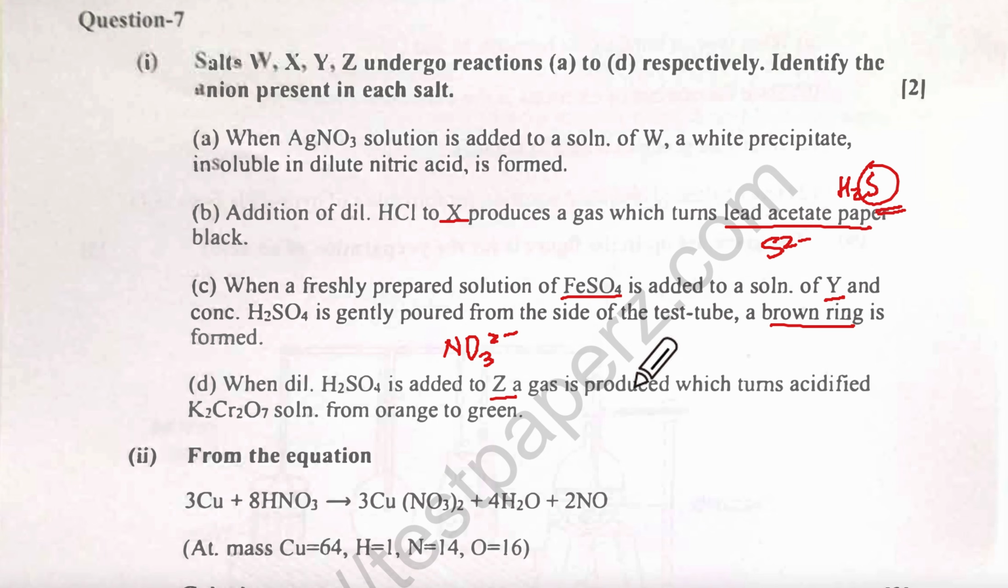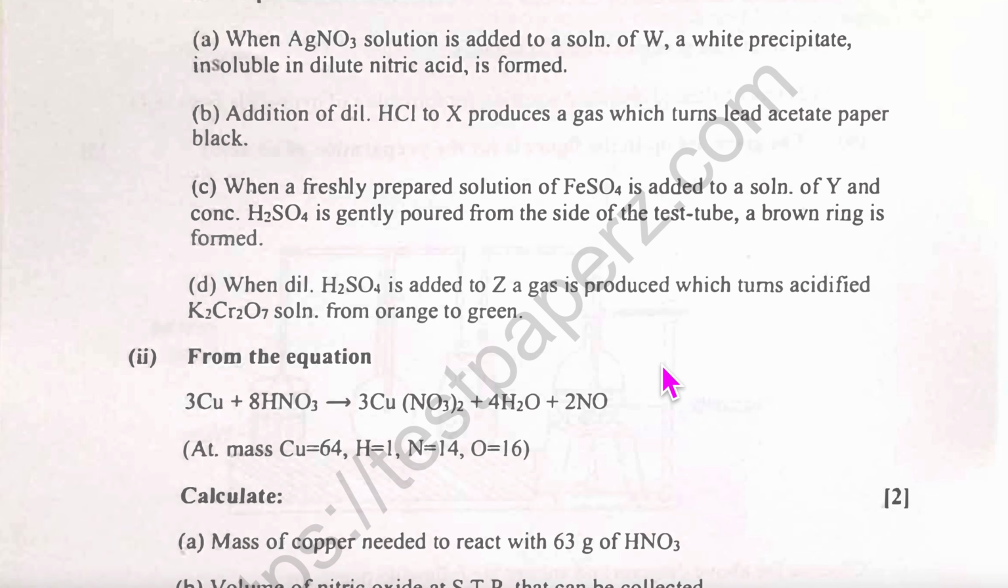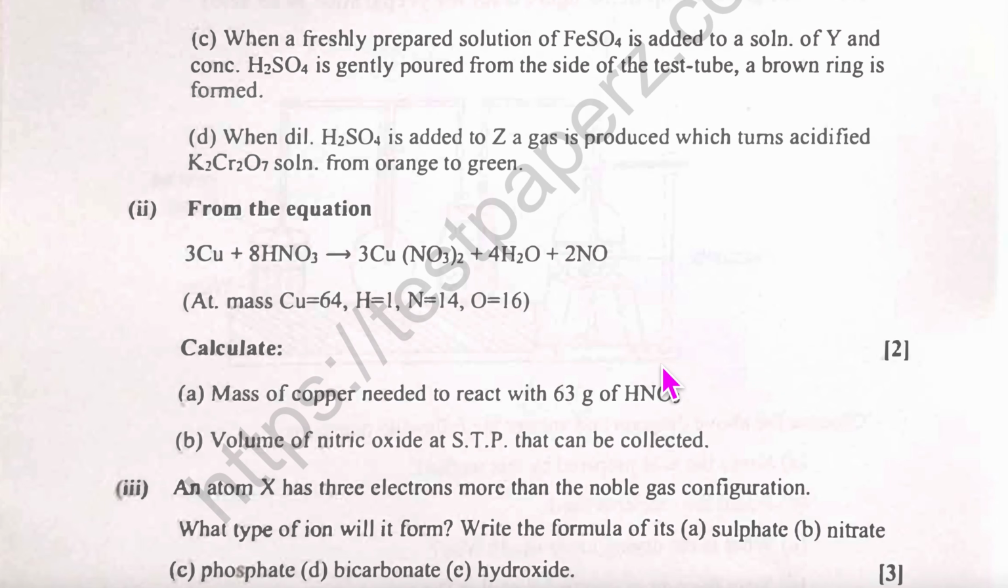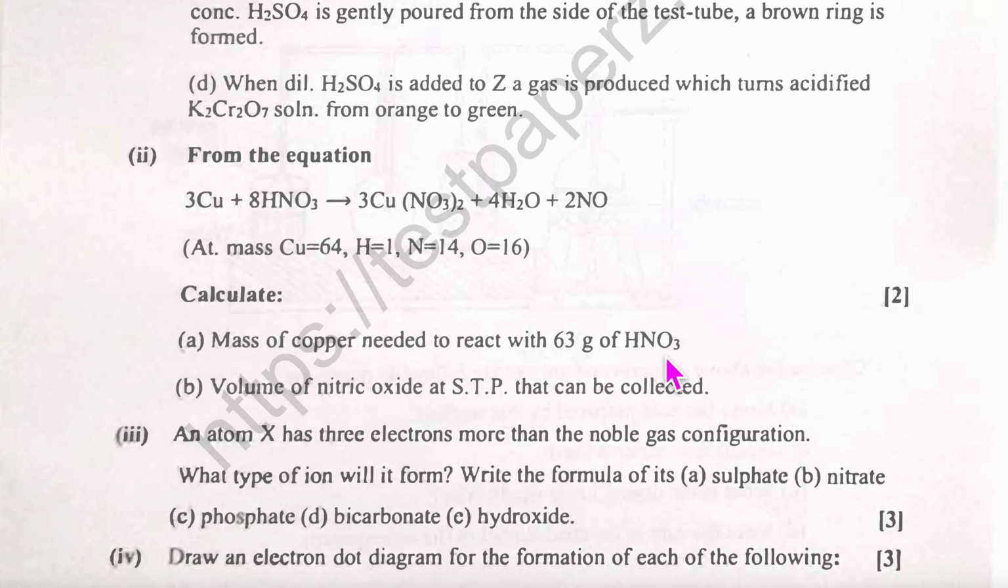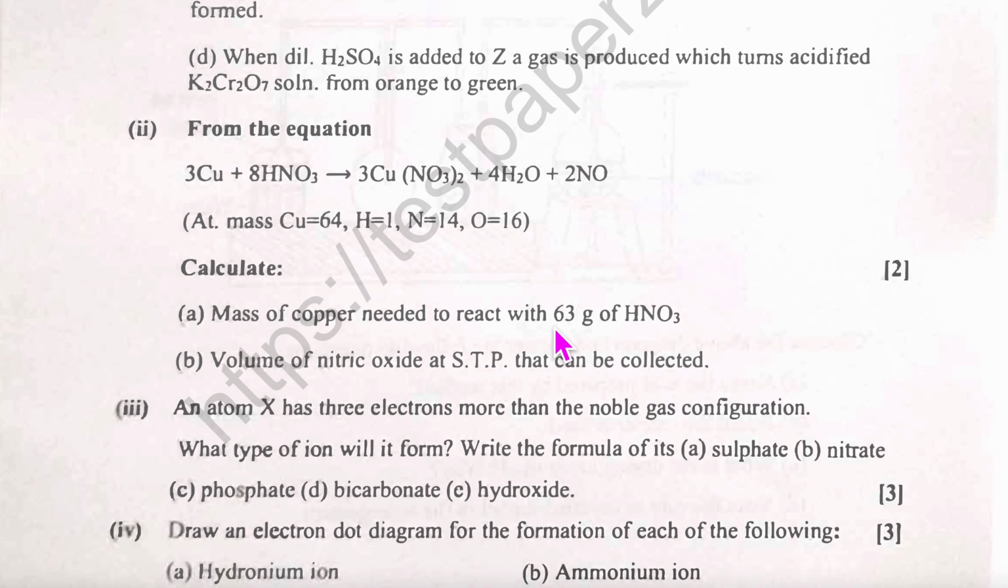H2S is added to Z. A gas is produced which turns acidified dichromate from orange to green. So orange to green, I will write it as sulfite. Lots of people don't make the distinction between sulfide and sulfite, because if it is SO2, it will turn from orange to clear green. They should mention orange to clear green. They are not mentioning it.